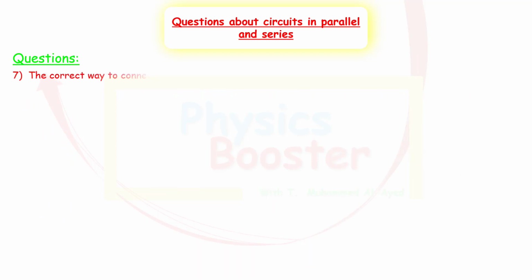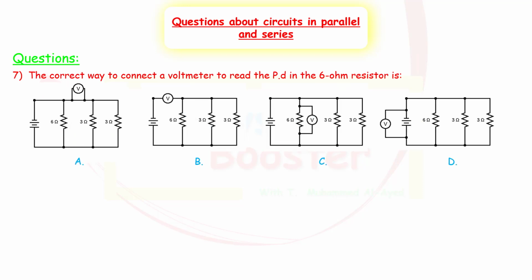Next question. The correct way to connect a voltmeter to read the potential difference in the 6 ohm resistor is, which of these choices? It's asking for the potential difference at the 6 ohm resistor. So it's clear that the answer here is C.